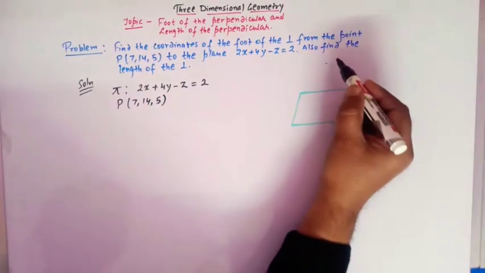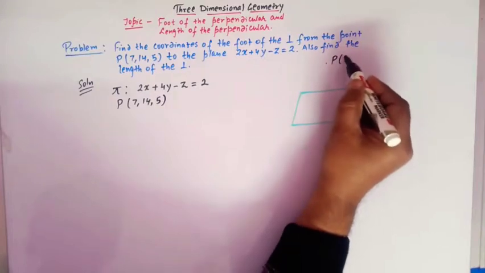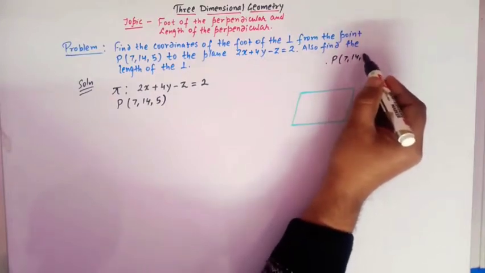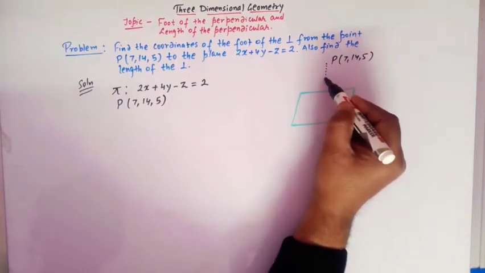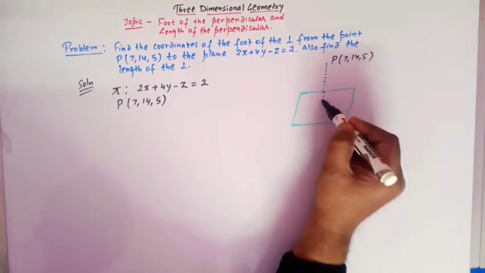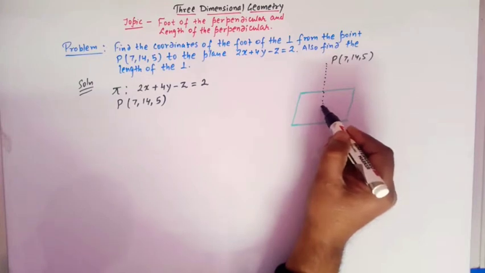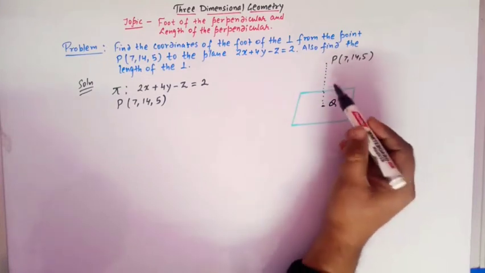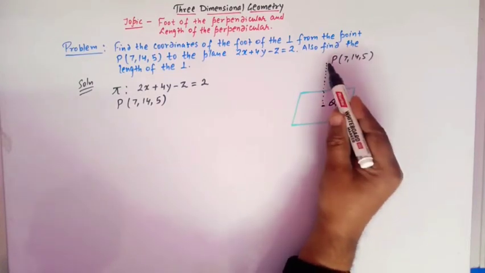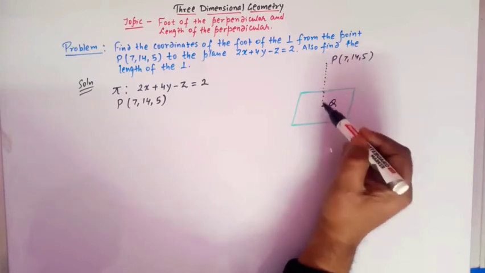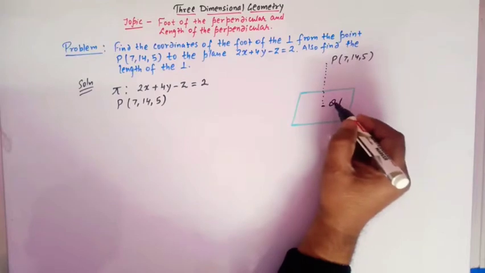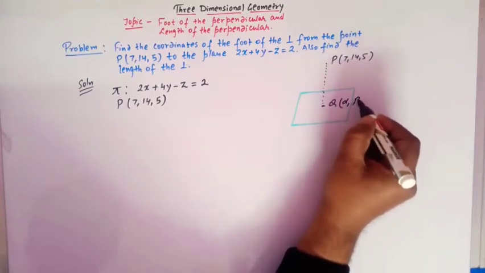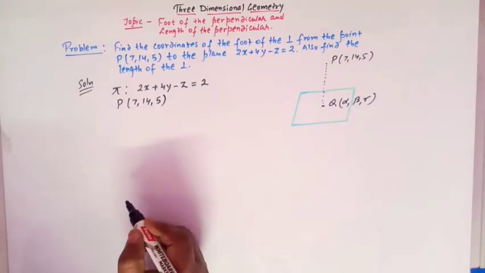So here we have the point P, and we have to find the perpendicular which is drawn to this plane, and let this point Q be the point of intersection of this perpendicular and the plane. And let us say the coordinates of this point Q are alpha, beta and gamma.